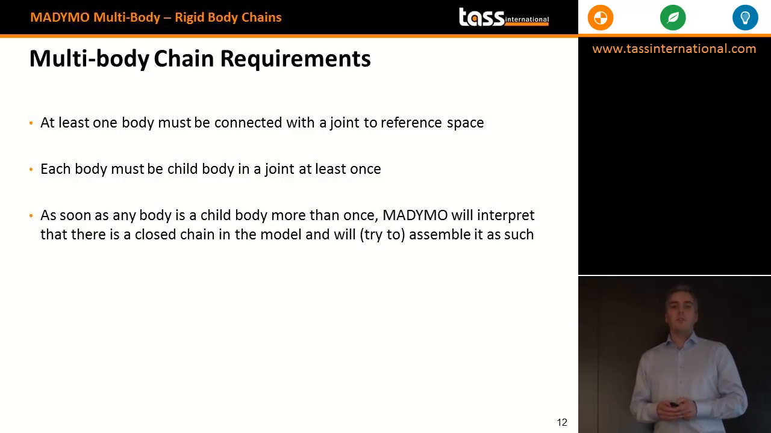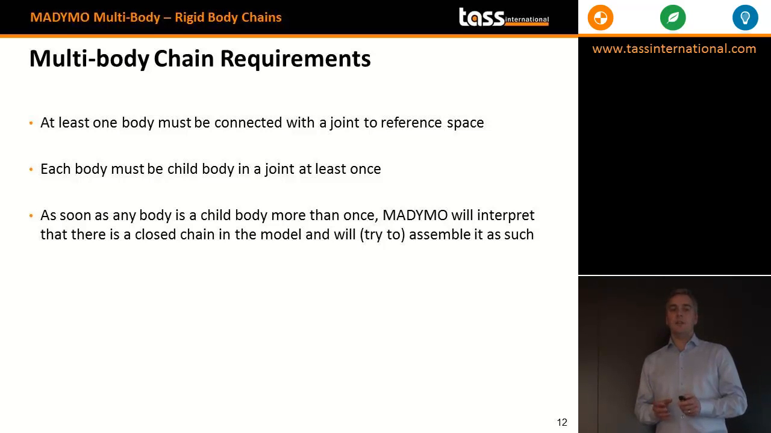Multi-body chain requirements. For every multi-body chain in MADYMO, at least one body must be connected with a joint to reference space. This is what we call the root body of a multi-body chain, and the joint that links it to reference space is often called the root joint. Each body must be a child body in a joint at least once. This is again a requirement for an open chain multi-body system in MADYMO.